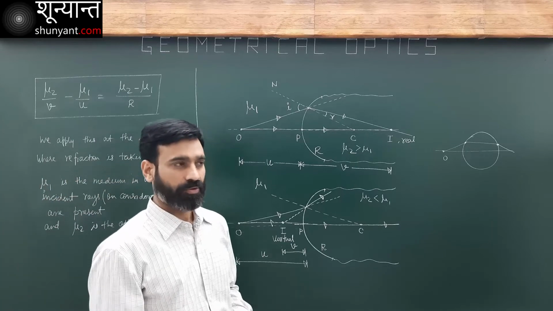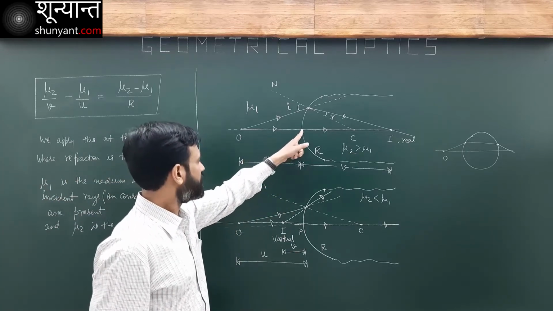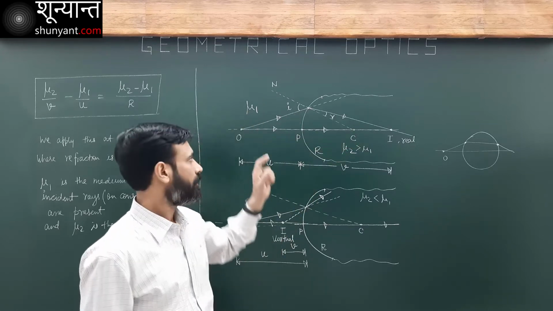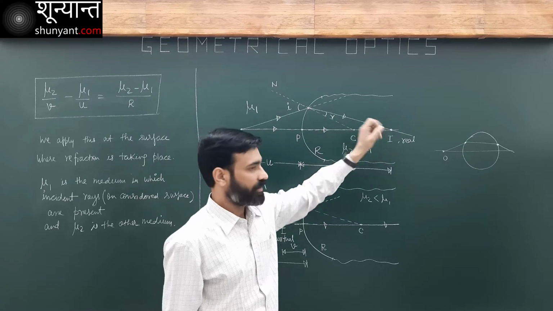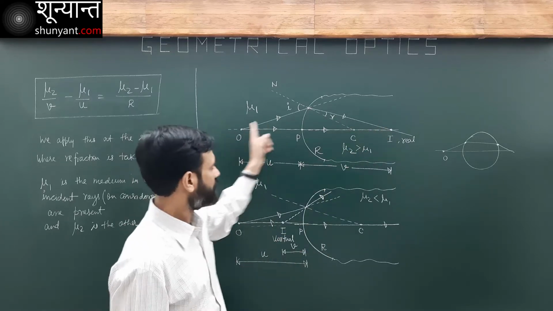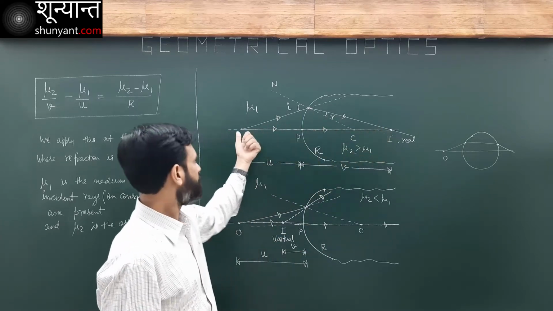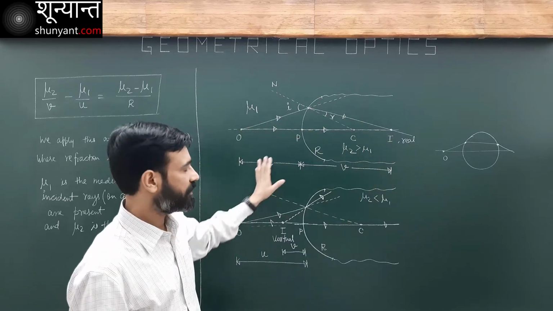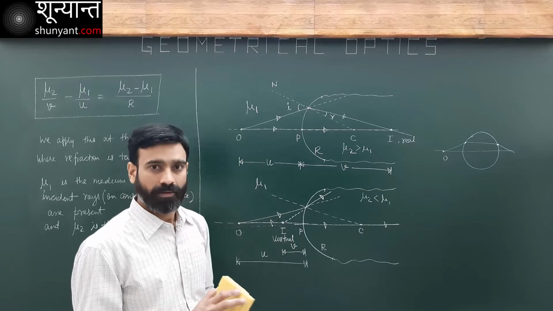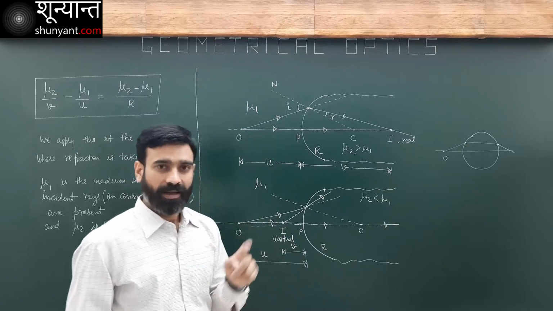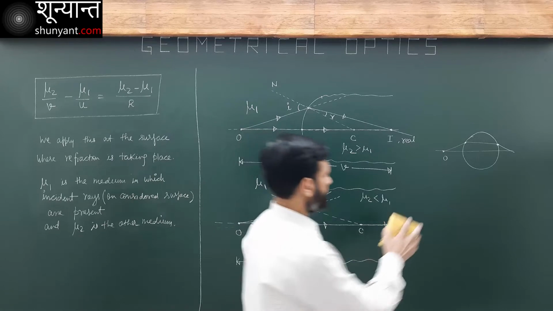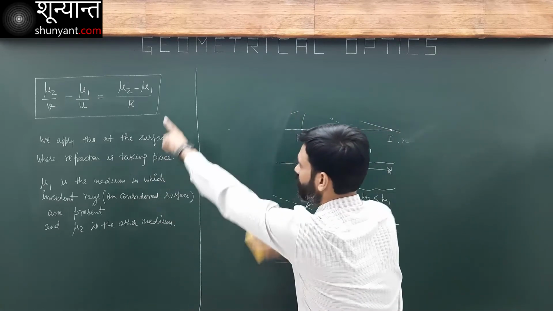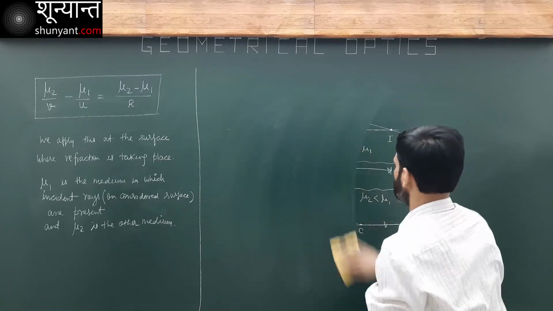A few things we should take away from this. First of all, the object is kept on the principal axis, and the image is on the principal axis. Point object, point image. The same thing that we did for mirrors, exactly the same thing here also. Now, what if I have an extended object? Let's look at that also. For an extended object also, I am going to have exactly the same relation. There is no difference at all.